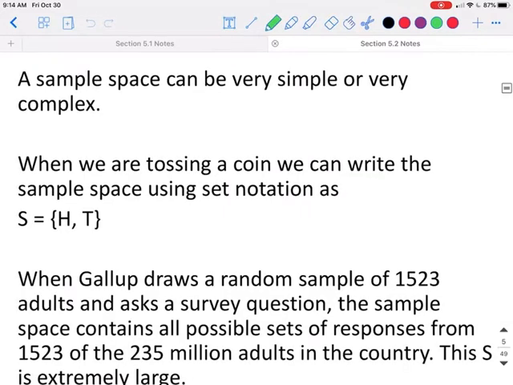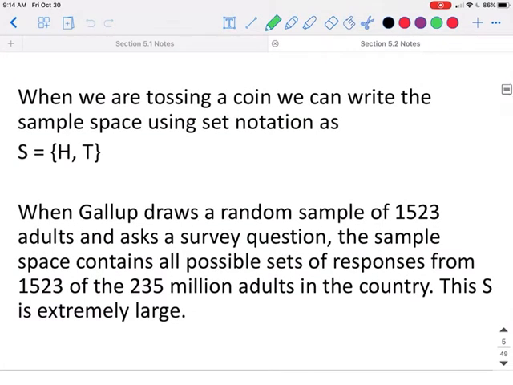probability of each outcome. A sample space can be very simple or very complex. When we are tossing a coin, we can write the sample space using our set notation as S, our sample space, is equal to the set containing heads and tails. When Gallup draws a random sample of 1,523 adults and asks a survey question, the sample space contains all possible set of responses from the 1,523 of the 235 million adults in the country. This S, or this sample space, is extremely large.